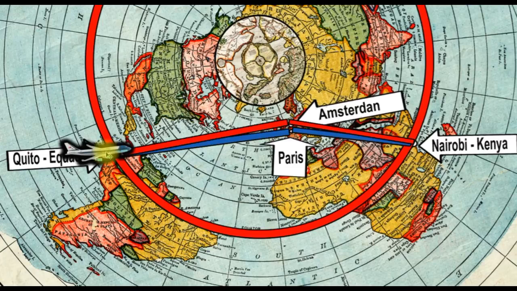They have to fly from Quito to Amsterdam by KLM, from Amsterdam to Nairobi, Kenya. Or they fly Quito, Paris. From Paris, they fly to Nairobi. That's the only way they can do it. So everything makes more sense on the flat Earth map. Makes no sense at all on the globe.